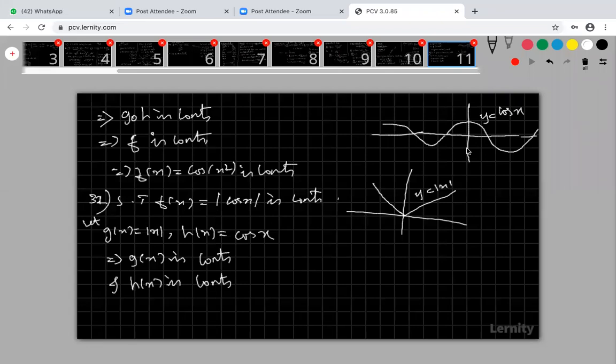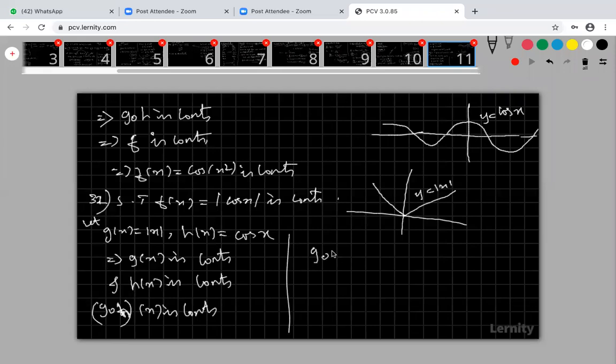In the previous class, we have proved that sin x is continuous. In the same way, you have to prove that cos x is also continuous. Right, so then, since these two are continuous, my g composition h of x is also continuous. Composition, just now I have told, composition of two continuous functions is continuous.